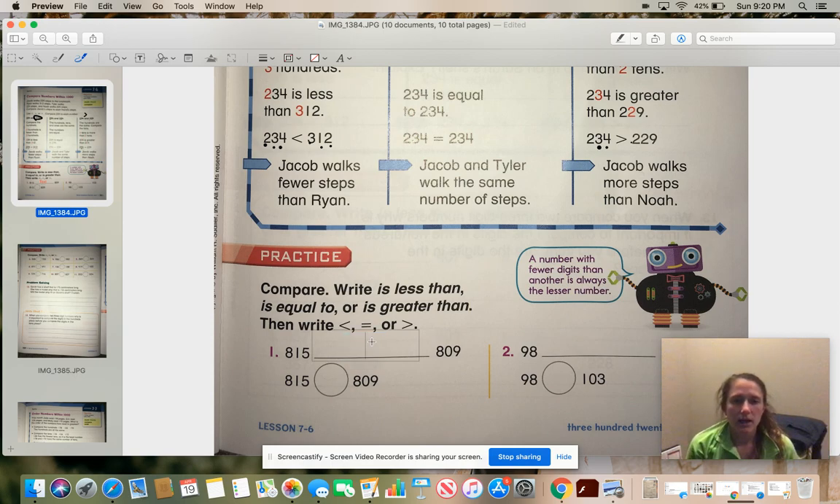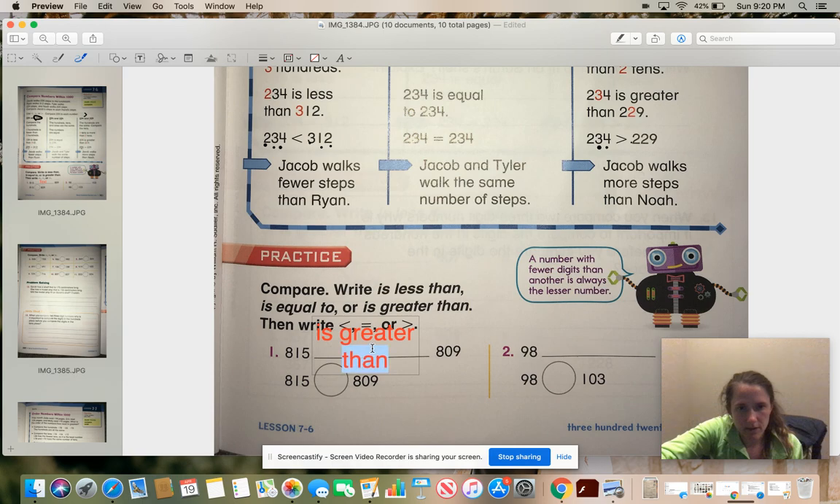So let's say 815 and 809. We're going to look in our hundreds place. Eights, same. Oh, then we have a 1 and a 0. So this is bigger. So I know that 815 is the bigger number. So I would say 815 is greater than.